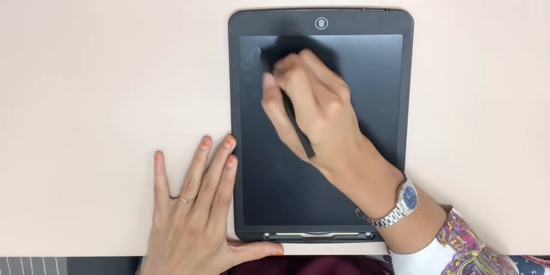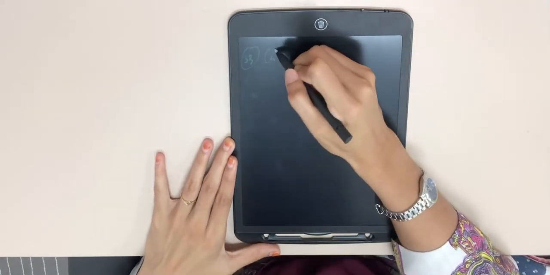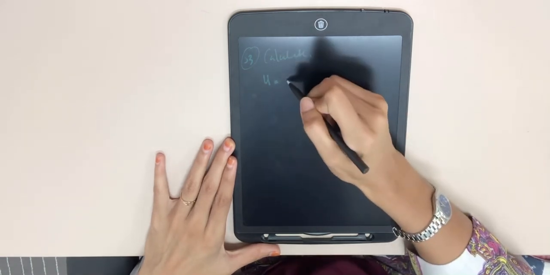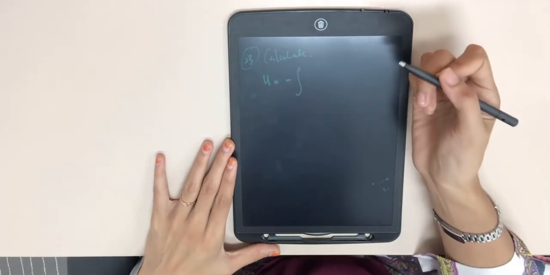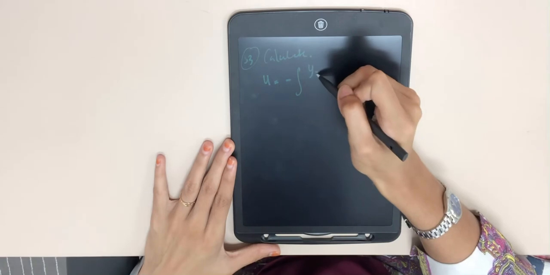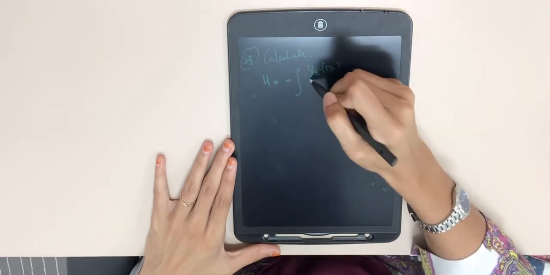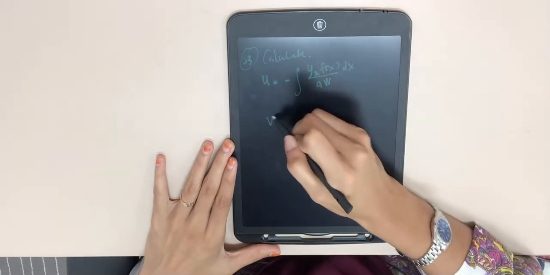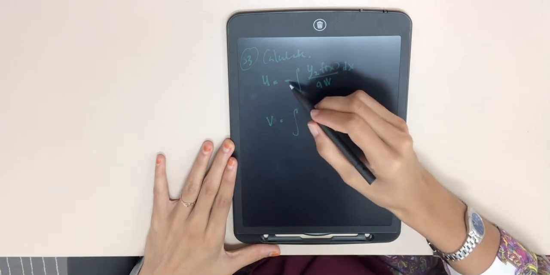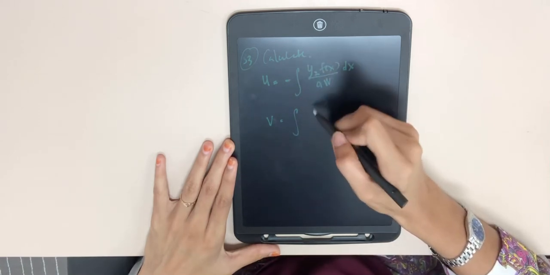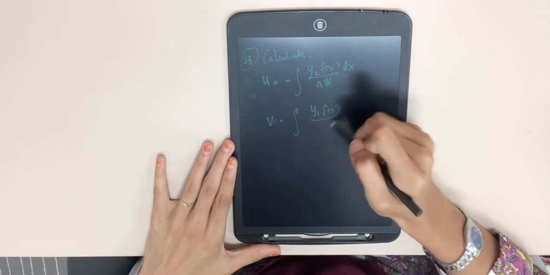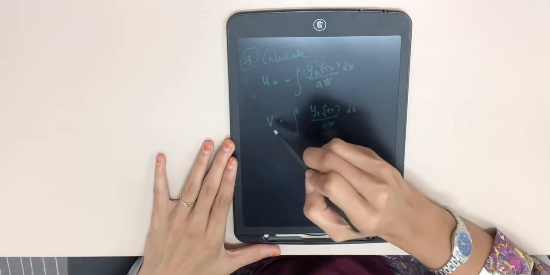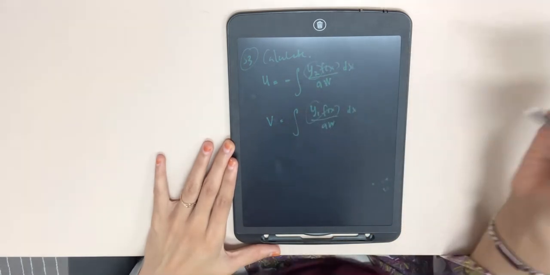For step number 3, you need to calculate U. What is U? U is negative, integrate Y2 f(x) over a W dx, and also V. If U is negative, then V is positive. If U uses Y2, now V uses Y1. That's the only difference between U and V: U has a negative sign and uses Y2, and V has a positive sign and uses Y1.